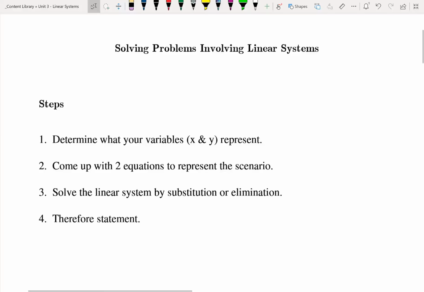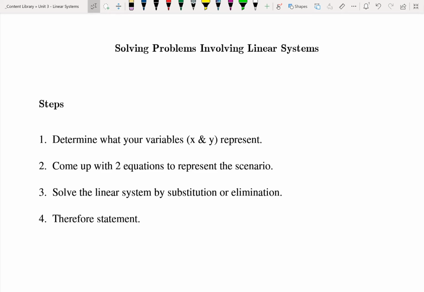In today's note, we're going to be solving problems involving linear systems. So this is going to be incorporating what we've done in the last two notes, where we've solved by either substitution or elimination. But now we're going to be looking at it in more application terms.